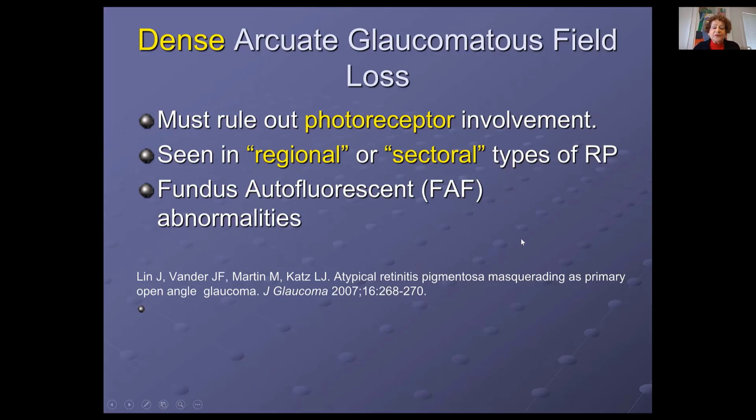It's a relatively mild mutation, so only a sector or a region of the retina is affected. So when you see a dense arcuate field defect, rule out photoreceptor involvement, use your fundus autofluorescence imaging.